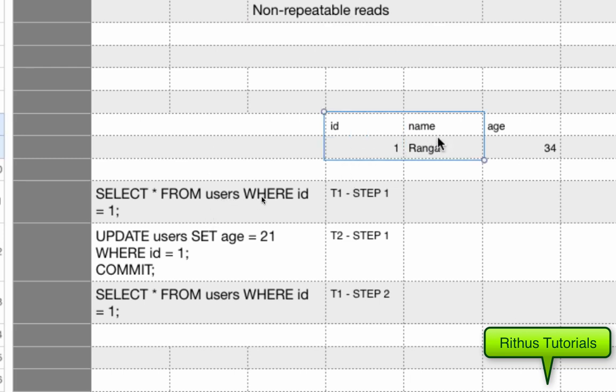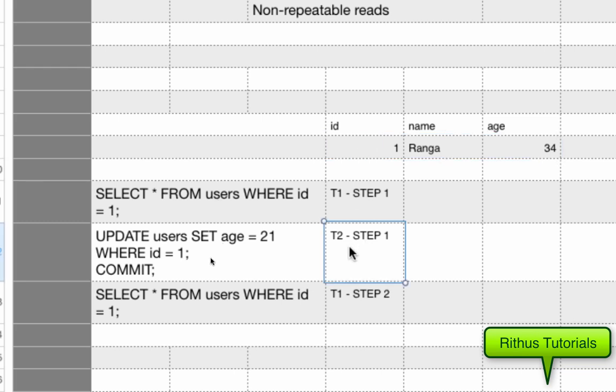Let's consider an example. Let's say there is a table with ID, name, and age, and there's a particular row which is highlighted here. Let's say in a transaction, the first step was select star from users where ID is equal to 1. So this row is returned. It sees an age of 34, my name, and an ID.